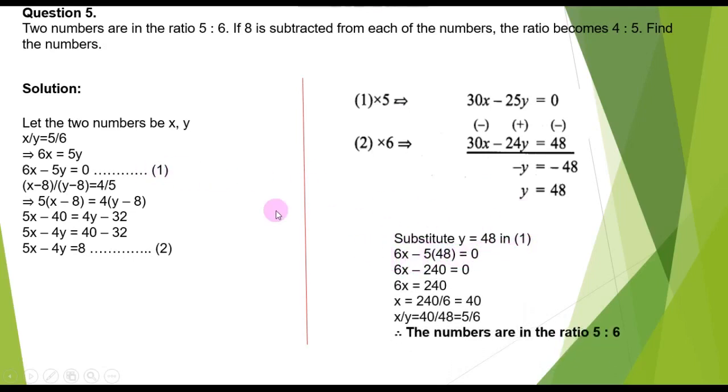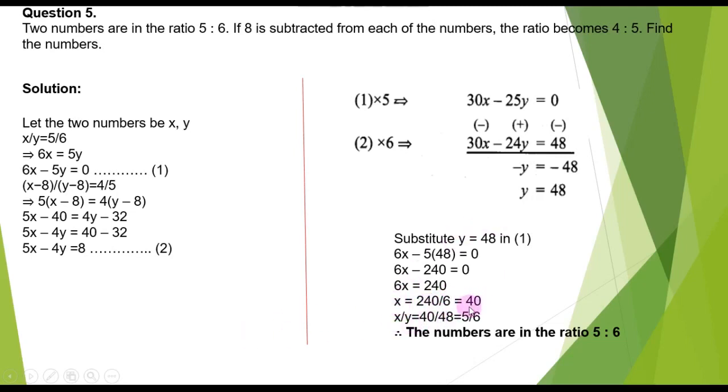So 6x minus 5 into 48 equal to 0. 6x minus 5 into 48, that is 240, equal to 0. Move this 240 to the right side. So 6x equal to 240, and move this 6 to the right side denominator. So x equal to 240 by 6. When you simplify, we get 40.